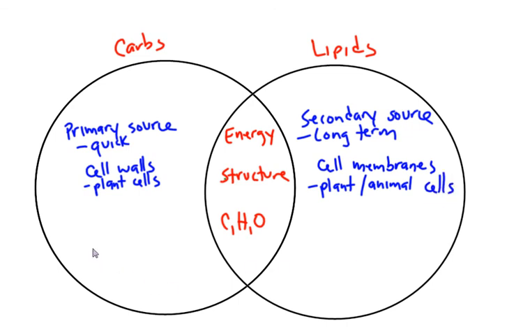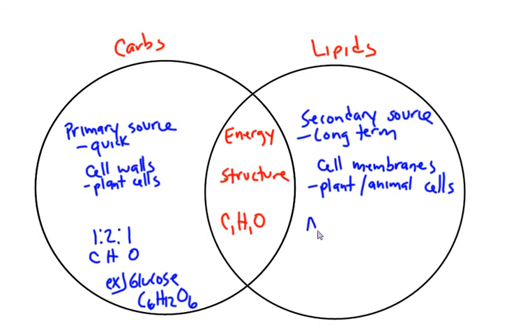And finally, we have a 1-to-1 ratio of C, H, and O in carbohydrates. An example would be glucose. Glucose, C6H12O6. That 1-to-1 ratio. There is no ratio with lipids. So if you only have carbohydrates and oxygen, count them out. If it doesn't follow that ratio, then it is a lipid.